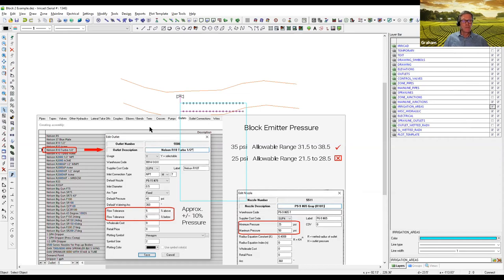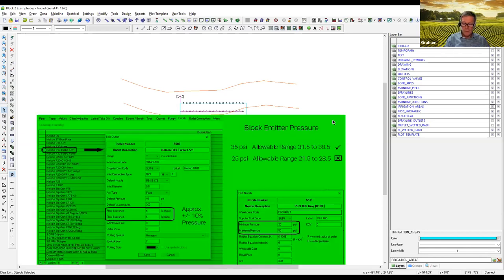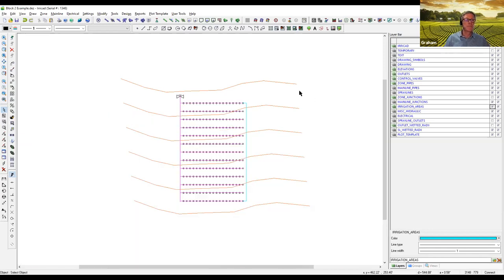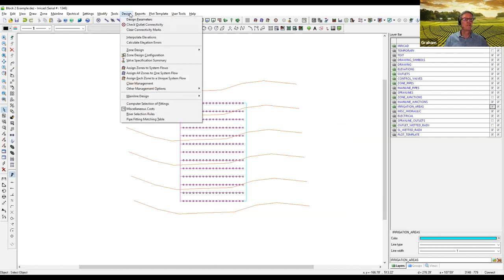The other thing to keep in mind is not to set the valve pressure, and I'll talk about that in a little while. So they are the main things from the database. We'll go into some of the design parameters.